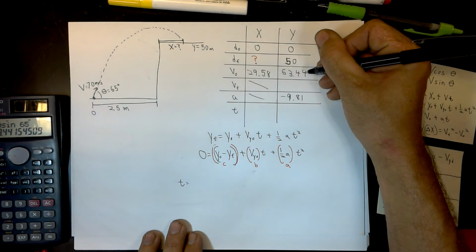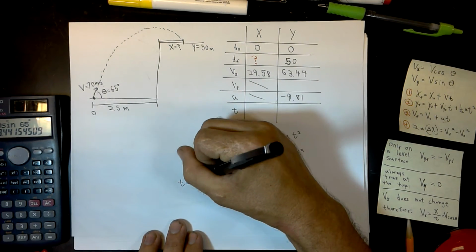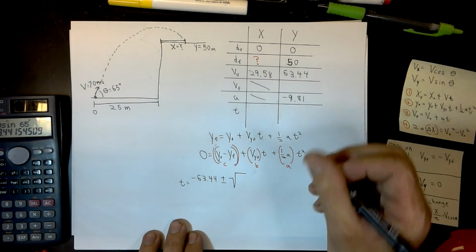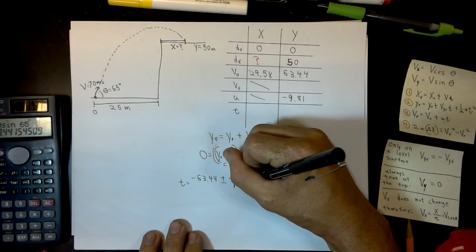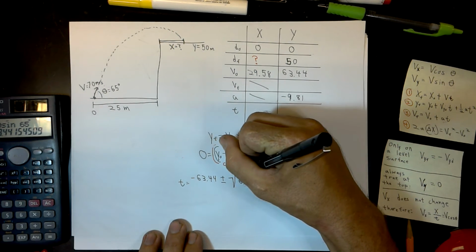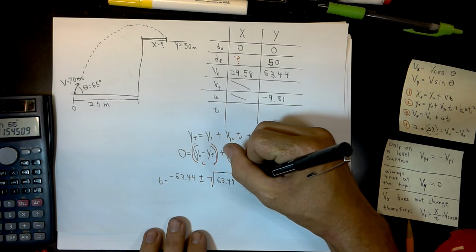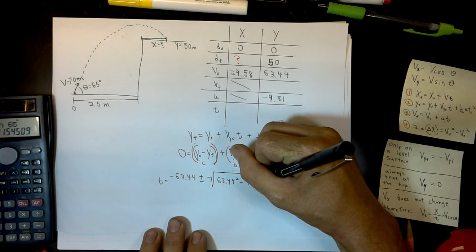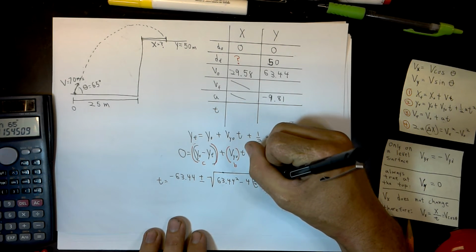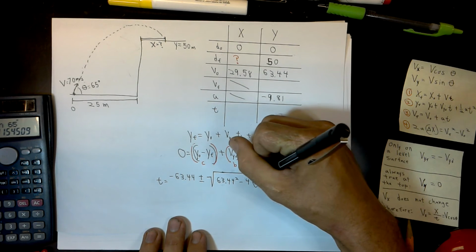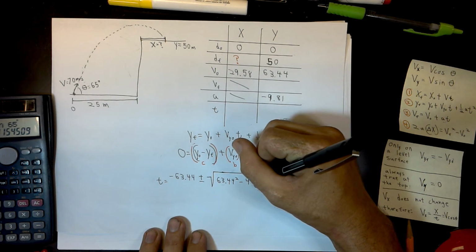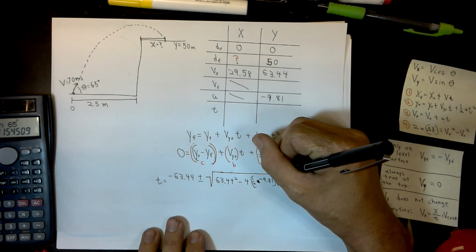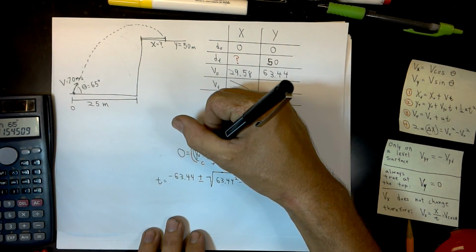V of y initial, 63.44. So negative 63.44 plus or minus the square root of b squared, 63.44 squared, minus 4 times a, 1/2 acceleration. Oops, by the way, that acceleration is negative 9.81. So make sure you realize this is being multiplied. That's 1/2 times negative 9.81. Don't get mixed up right there. Multiplied by the value for c, which is initial minus final.